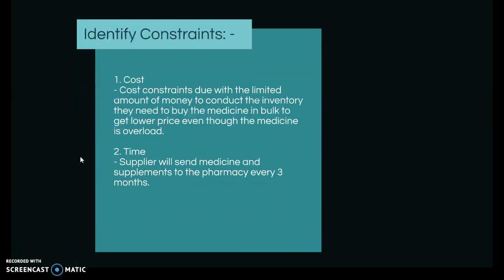From the viewpoint, we can identify the constraints. First, cost. The cost constraint is due to the limited amount of money to conduct the inventory. They need to buy the medicine in bulk to get a lower price even though the medicine is overloaded. The second one is time. Supplier will send the medicine and supplement to the pharmacy every 3 months.